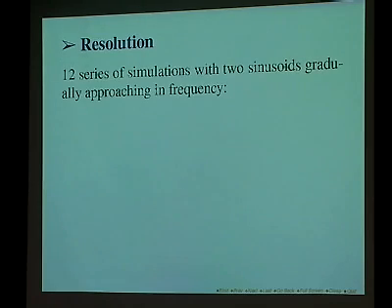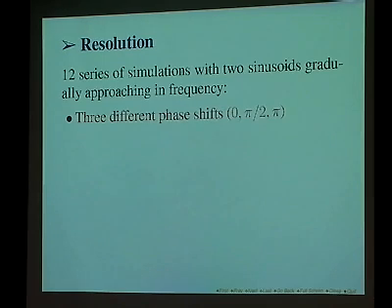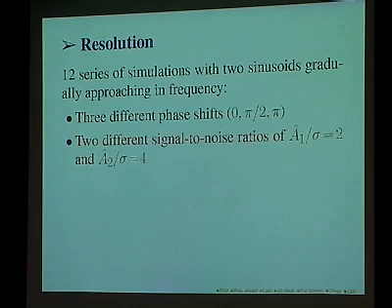So I ran another series of simulations. I created a sequence of data sets where two sinusoids were slowly merging together. And then instead of calculating the posterior probabilities of the parameters, I just calculated the posterior of the number of sinusoids estimated. I used different phase shifts between the signals: 0, pi half, and pi. Then I used two different... So these are 12 simulations.